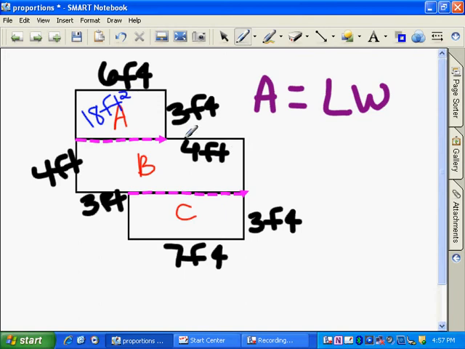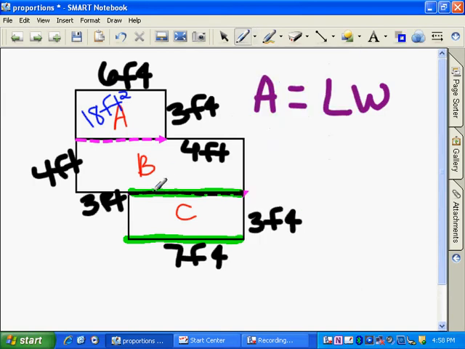Then we have this rectangle right here. This one's a little bit tricky too, because it doesn't tell us exactly what this is, so we kind of have to figure it out using some clues. If this side is 7 feet, then that means that this side is also 7 feet.